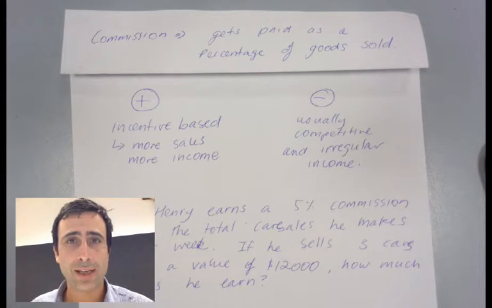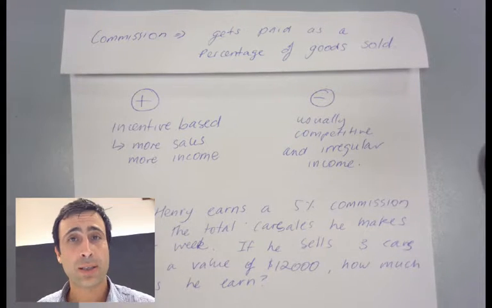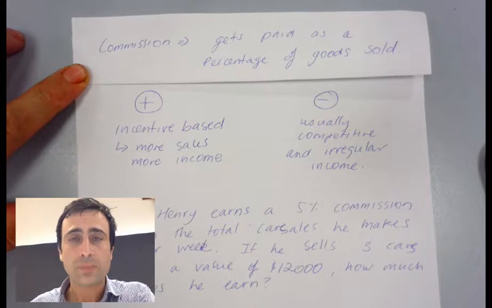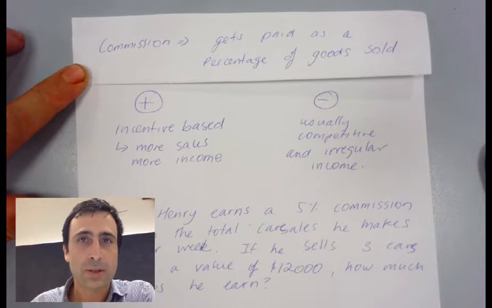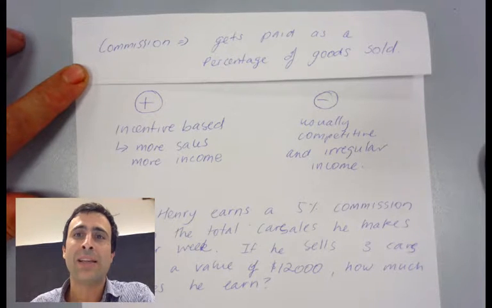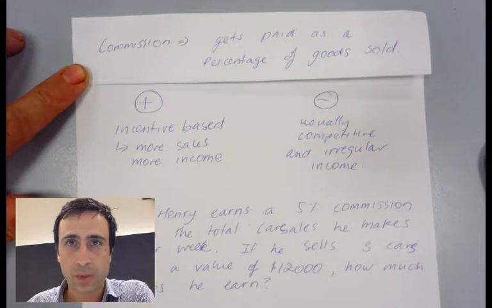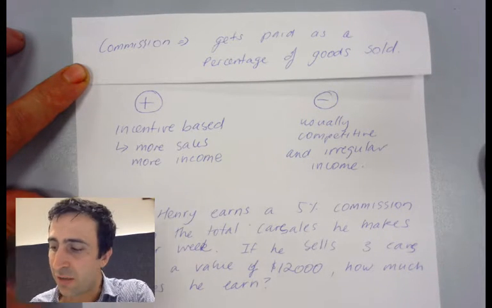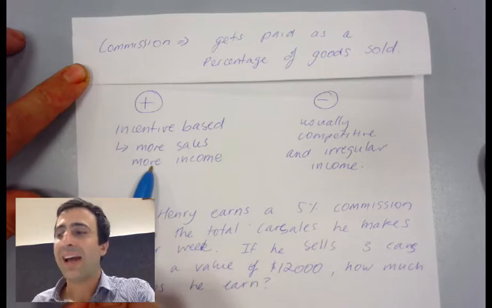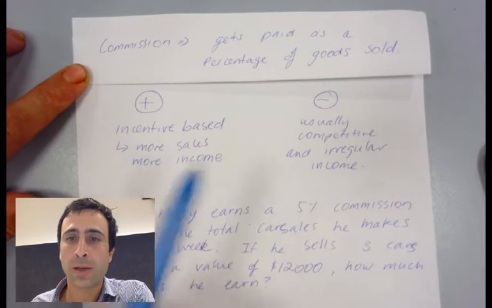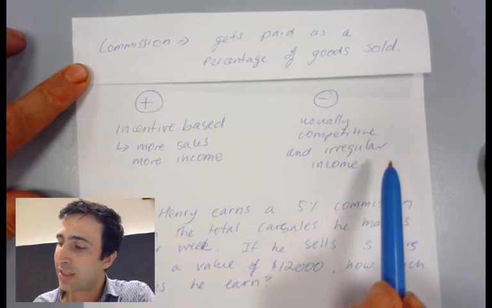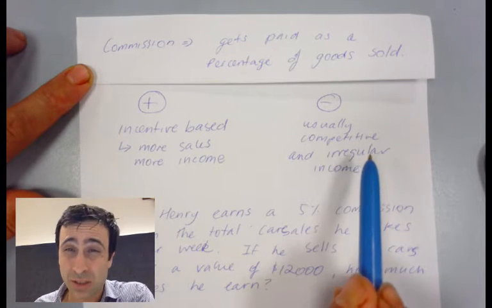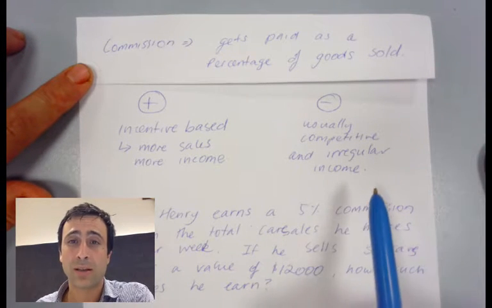Hello, this is the next lesson in our financial maths topic, and the thing that we're looking at today is commission. Now, commission's different from any other type of pay because you get paid as a percentage of what you sell. So the more you sell, the more money you make. It's incentive based, and more sales means more income. However, unfortunately for commissions, it's usually competitive, and if you have a bad week, well then you have much less income. So you have an irregular income.